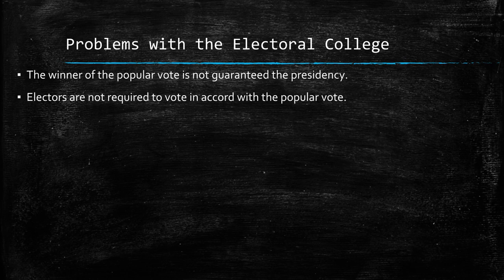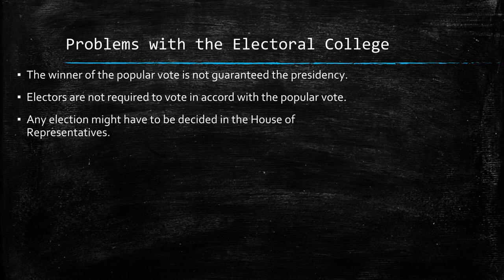Another potential problem with the Electoral College is that electors are not actually required to vote in accord with the popular vote. So again, the popular vote doesn't always line up with how the Electoral College goes.